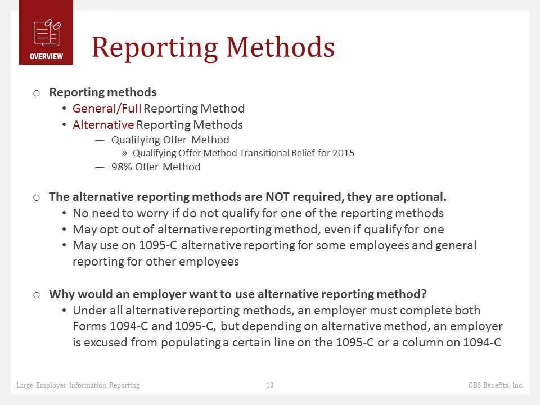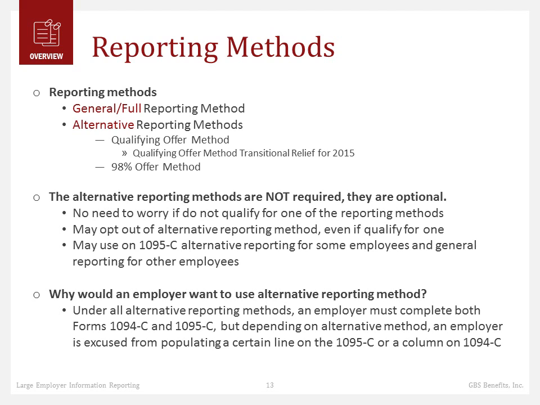Okay, so the reporting methods. We're going to spend a little bit of time on this, and we've got a few slides, and it gets a little bit confusing, so bear with me and don't get frustrated. You can also re-listen to this if you need to, but we have in the rules various reporting methods. First of all, we have the general or full method. That just simply means that when you fill out the forms 1094C and 1095C, you need to fill out all lines and all columns. You don't skip anything. And that's fine, you certainly can do it that way.